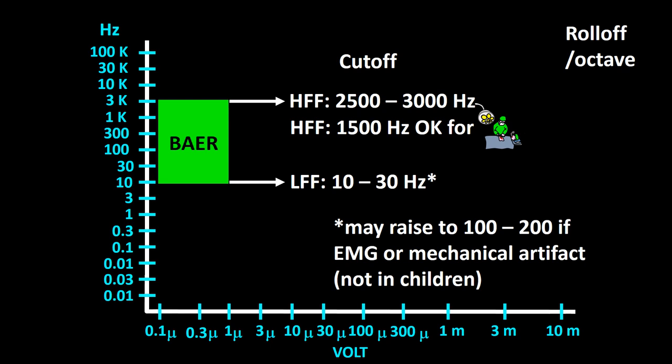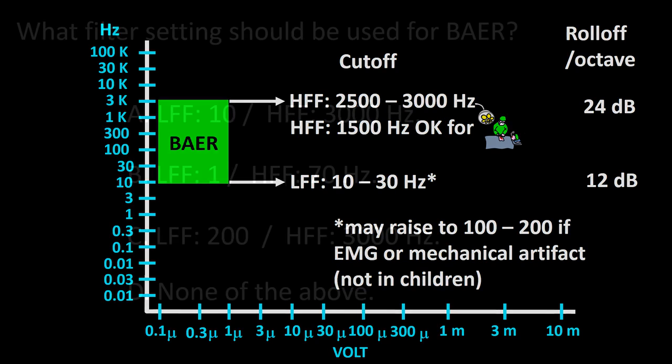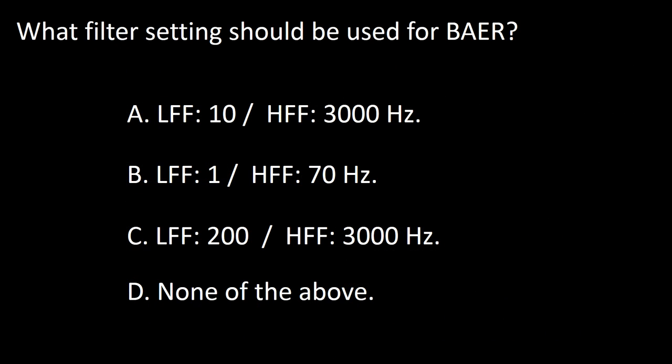Roll-off recommendations by the American Clinical Neurophysiology Society are not to exceed 24 dB per octave for the high frequency filter or 12 dB for the low frequency filter. So the answer to this question is A.